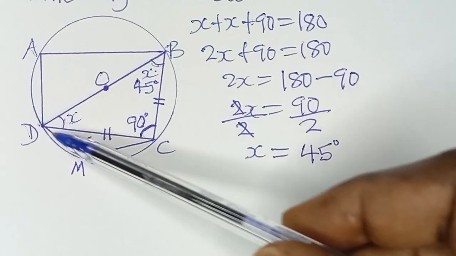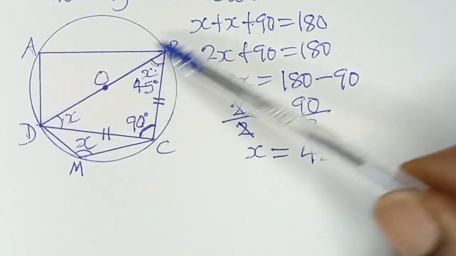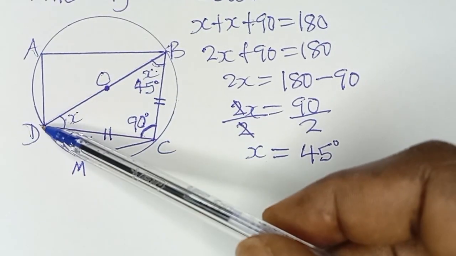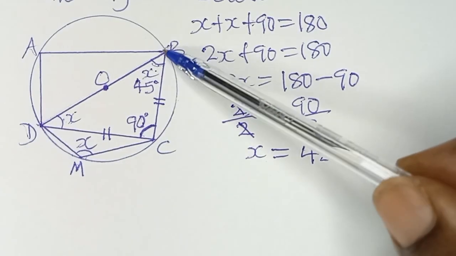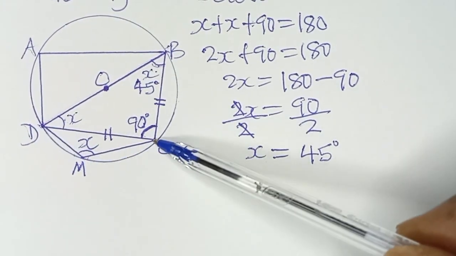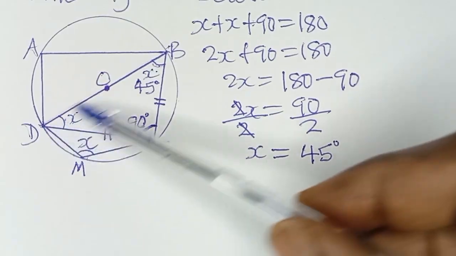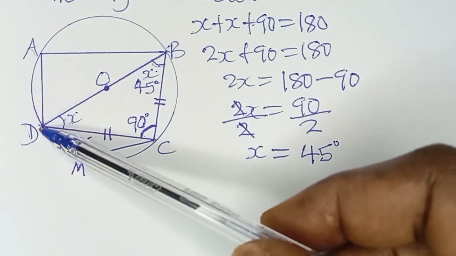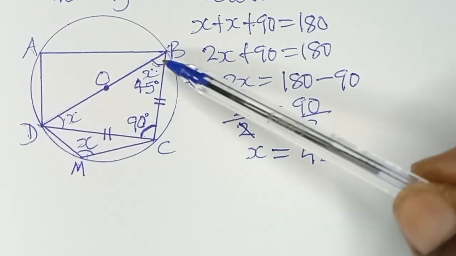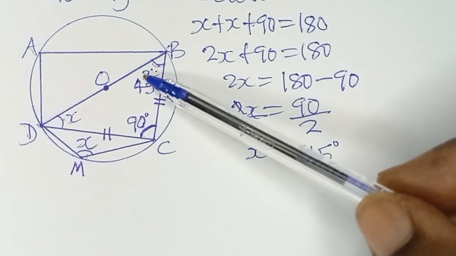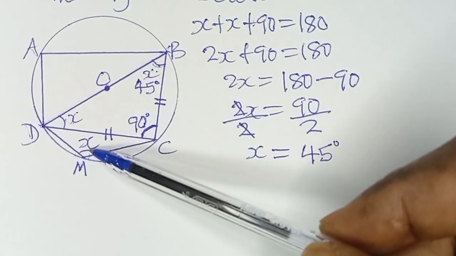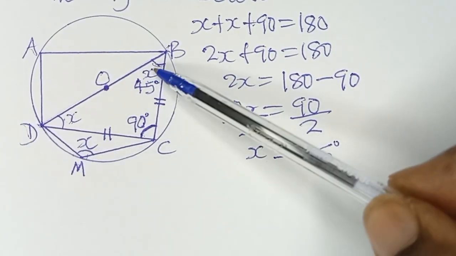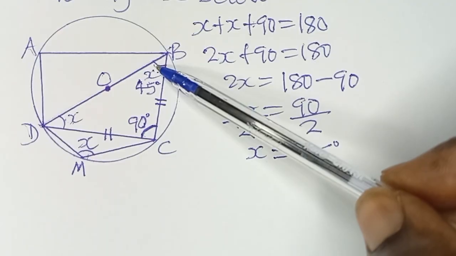Now let's look at this figure, DBCM. Looking at this figure, it is a cyclic quadrilateral, a quadrilateral where all the angles are at the circumference of the circle. So this is a cyclic quadrilateral, a four-sided figure. For a cyclic quadrilateral in a circle, the opposite angles are supplementary, meaning they add up to 180 degrees.